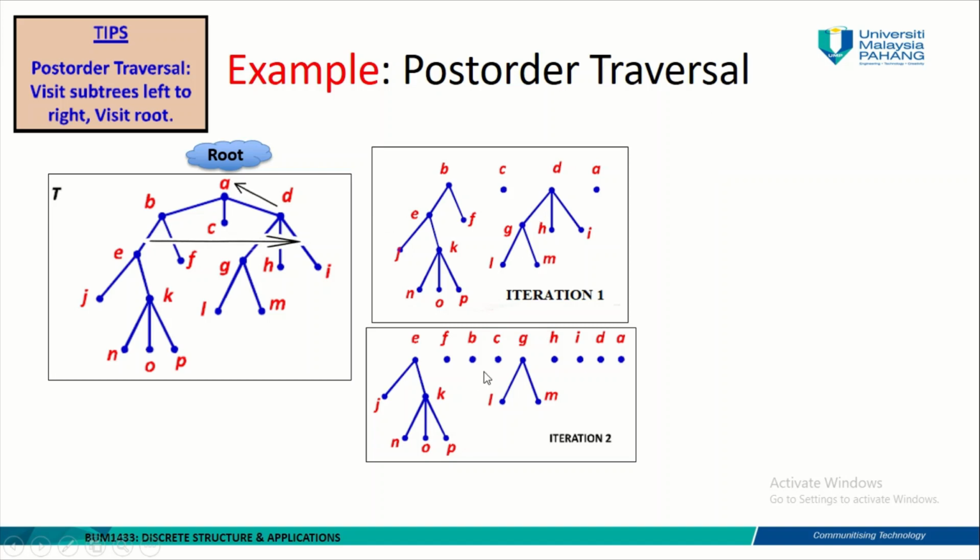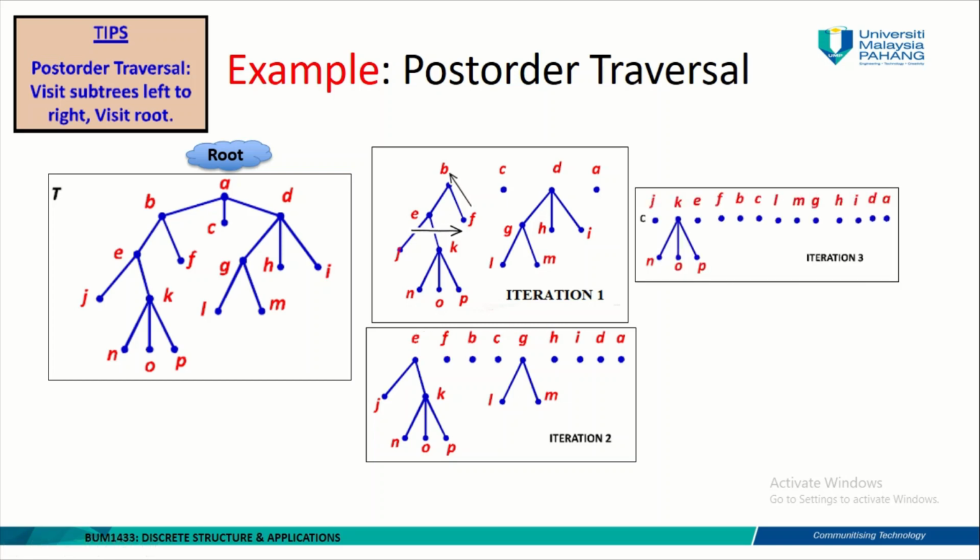So for the second iteration, we have B as the root, so we need to read from left to right. So we have E, F, and B. So we write down E, F, and B. So for D, it is with G, H, I, D. So we have here G, H, I, D for the second iteration.